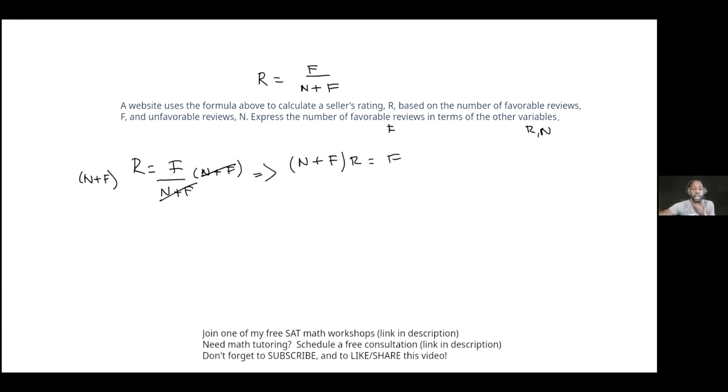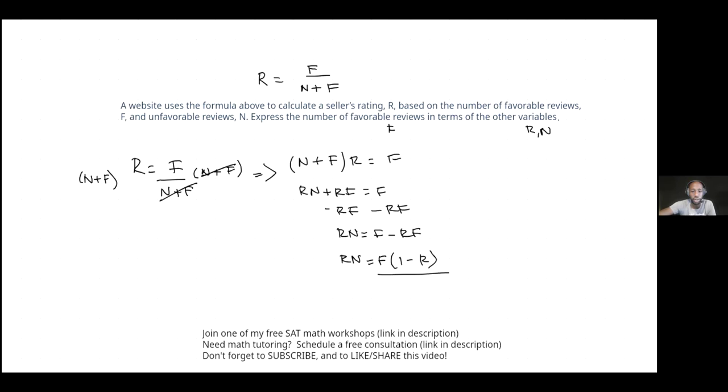Now, the only way that we're going to be able to combine these is we're going to have to use the distributive property to distribute these here. Okay. So this is going to be Rn plus Rf equals F. Okay. Now, let's put both F's on the same side. So you have Rn is equal to F minus Rf. Okay, now you have a situation where you can factor. Rn equals F times 1 minus R.